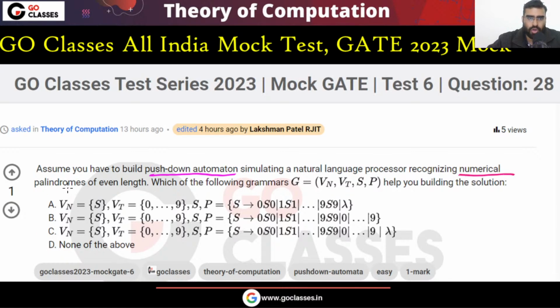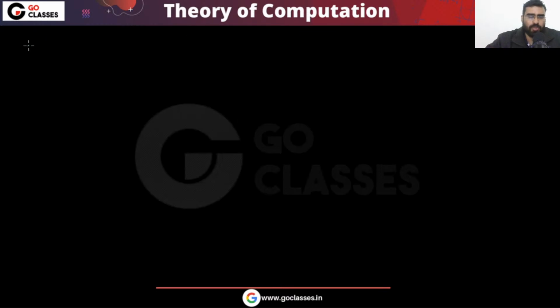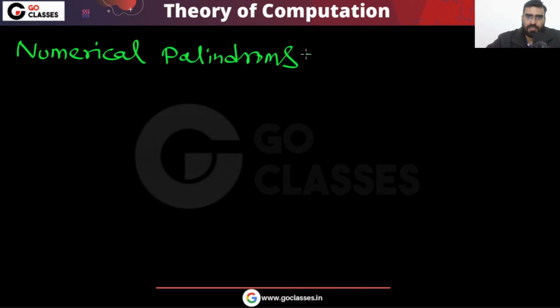Okay, so numerical palindromes of even length, this is what we want to recognize. So what are the numerical palindromes of even length? So let's see this. What are the numerical palindromes? For example, you can see that this is a numerical palindrome.